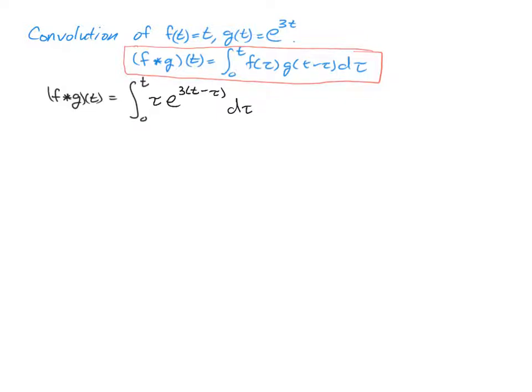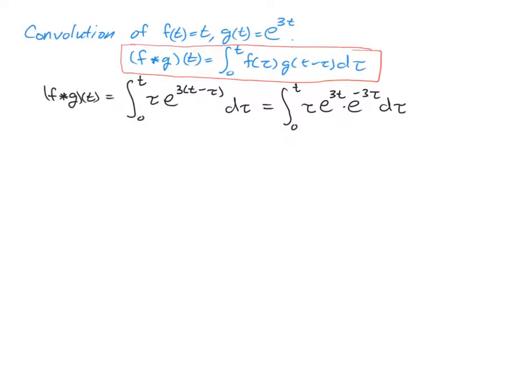So the first step of this, of course, is to go through and rewrite that exponential as the integral from 0 to t of tau e to the 3t times e to the negative 3 tau d tau. And you will notice that the e to the 3t is a constant here because the integral depends on tau. So this is actually e to the 3t times the integral from 0 to t of tau e to the negative 3 tau d tau.